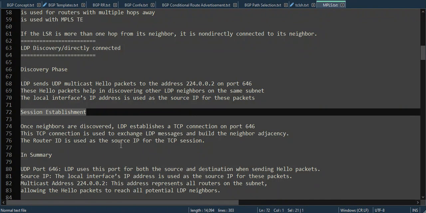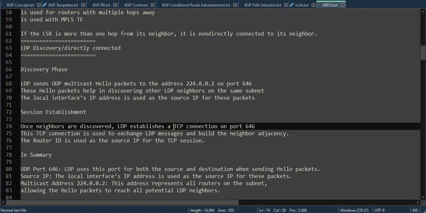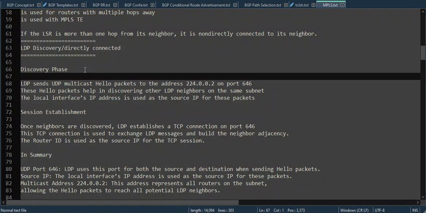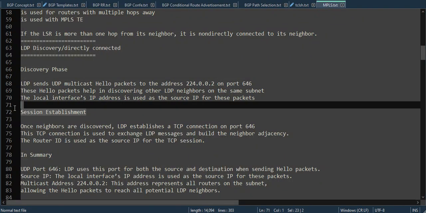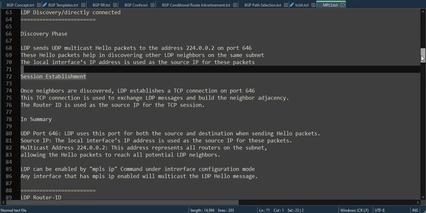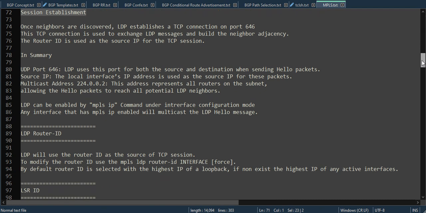The router ID and the TCP connection function, and the LDP TCP connection on port 646. First the discovery phase will happen, then session establishment. And in summary, these are the things that happen.